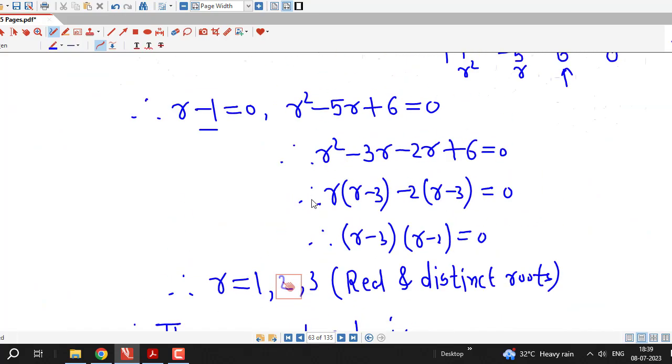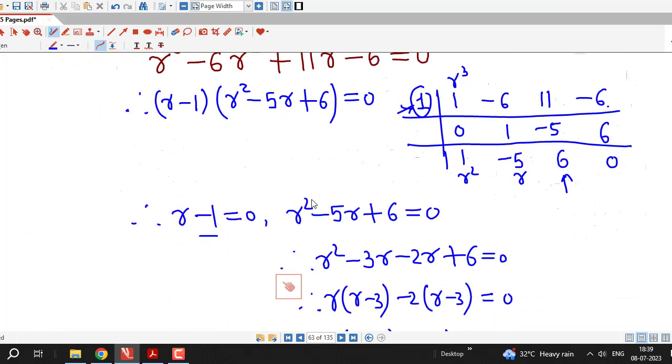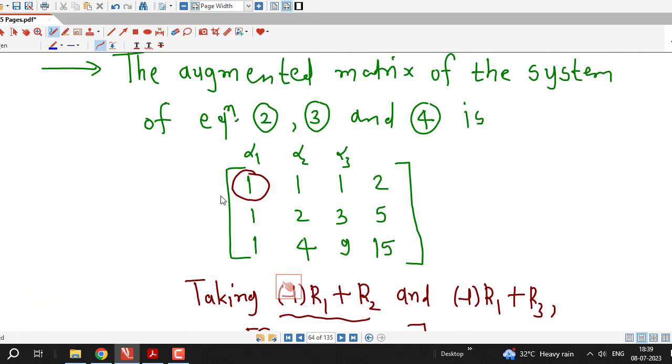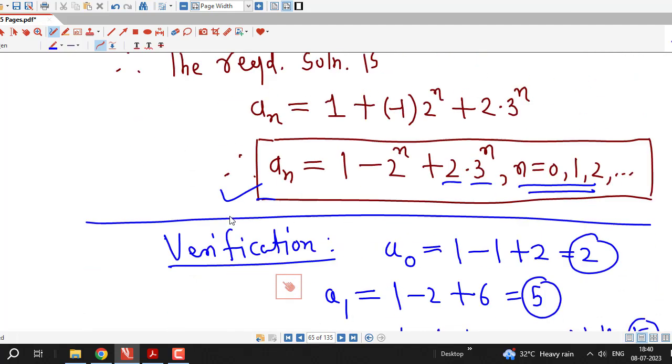And here we have discussed a recurrence relation of degree 3, and we have real and different roots. So this is all about this session. We will continue with this type of recurrence relations in upcoming lectures.